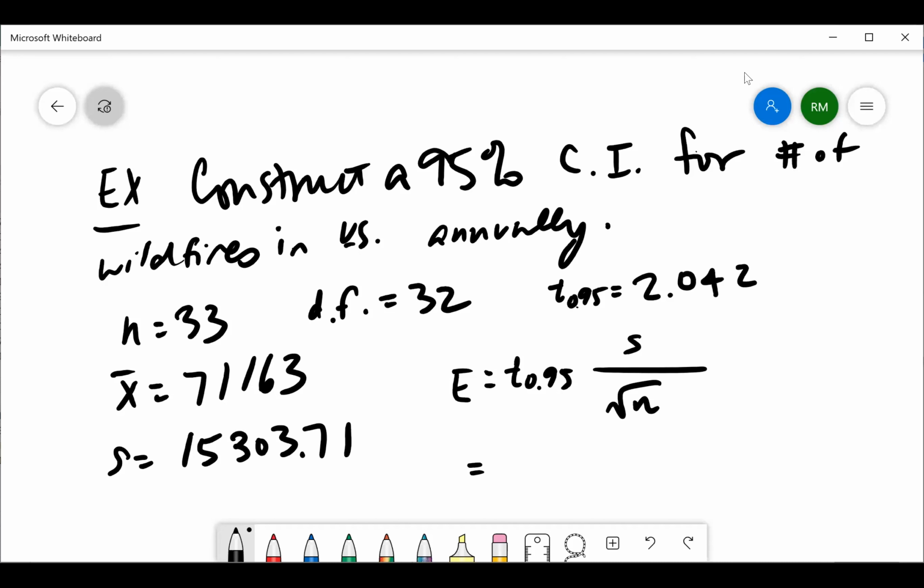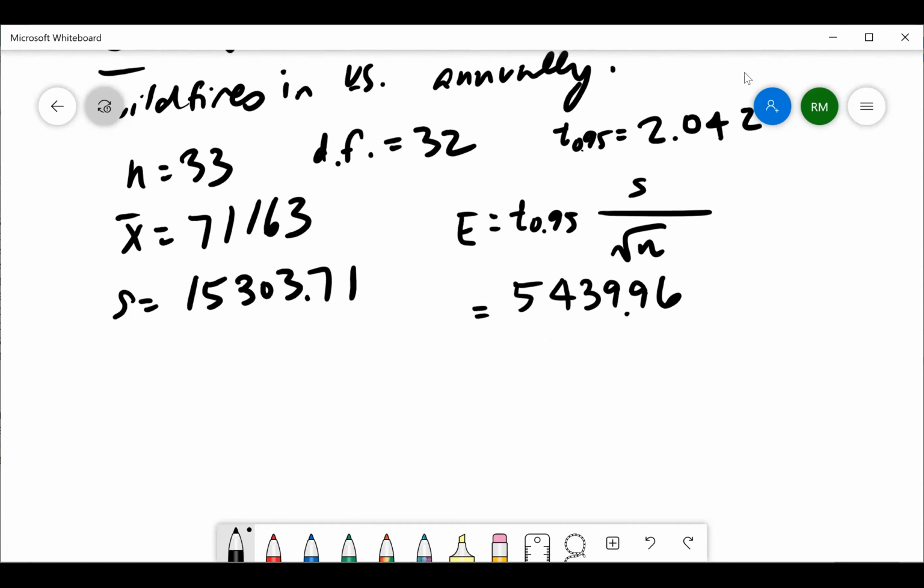I think what you'll find is that it's roughly equal to 5,439.96. Okay, so what's our confidence interval? Our confidence interval is from x bar minus e to x bar plus e. So we need to compute what these are equal to.